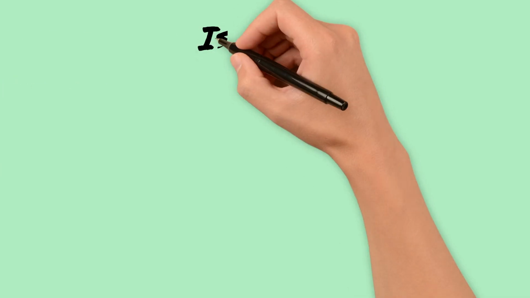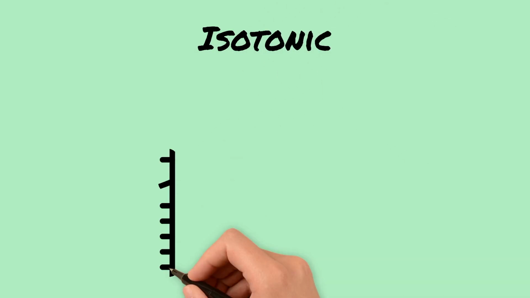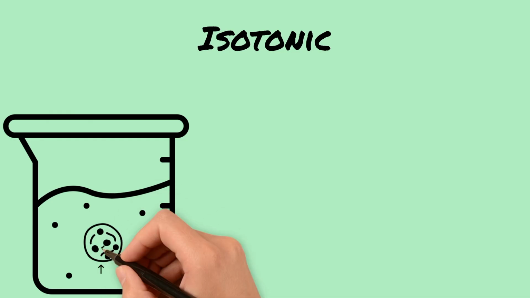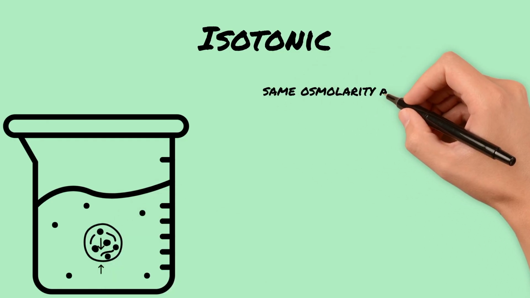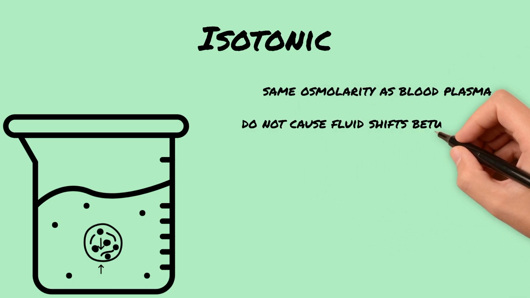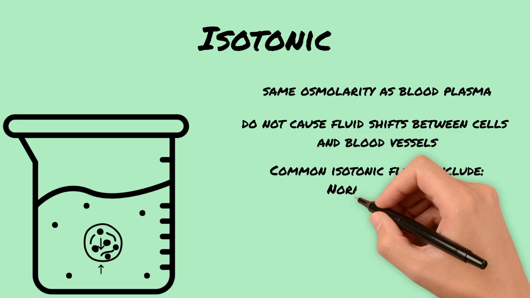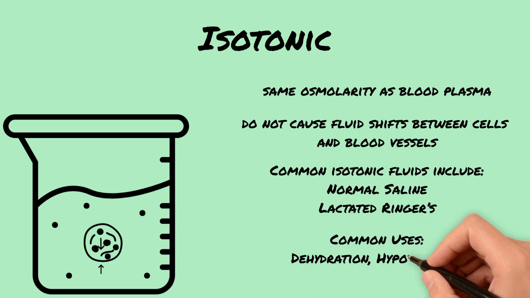Isotonic fluids have the same osmolarity as blood plasma, meaning if we were to take a cell and drop it into isotonic solutions, the water shift is equal. There's as much water shifting into the cell as shifting out of the cell, and the cell remains normal. This does not cause a fluid shift between the cells and the blood vessels because it's a net equal. Instead, they're primarily used to expand the intravascular volume. Some common isotonic fluids include things like normal saline, lactated ringers, and our common uses include things like dehydration, hypovolemia, shock, and fluid resuscitation. Moving on to hypotonic solutions.